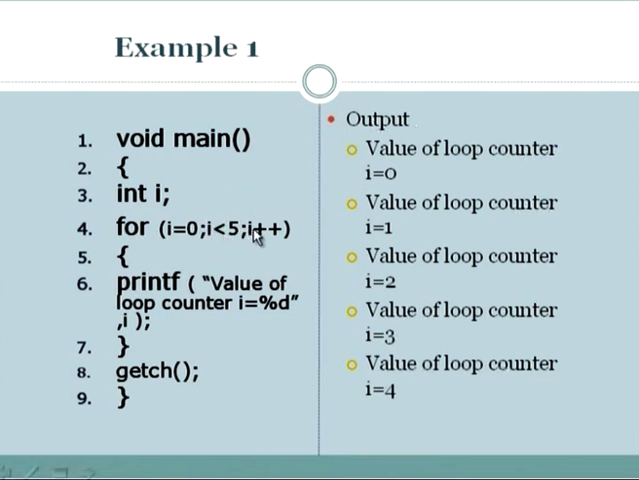After changing the value of I, the loop condition will be evaluated. I less than 5: the current value of I is 4 and 4 is less than 5. The loop condition is true and thus control will move inside the body of the loop and the message value of loop counter I equals to 4 will be displayed. Then control will move towards the closing braces of the loop. From there it will jump towards the increment section.